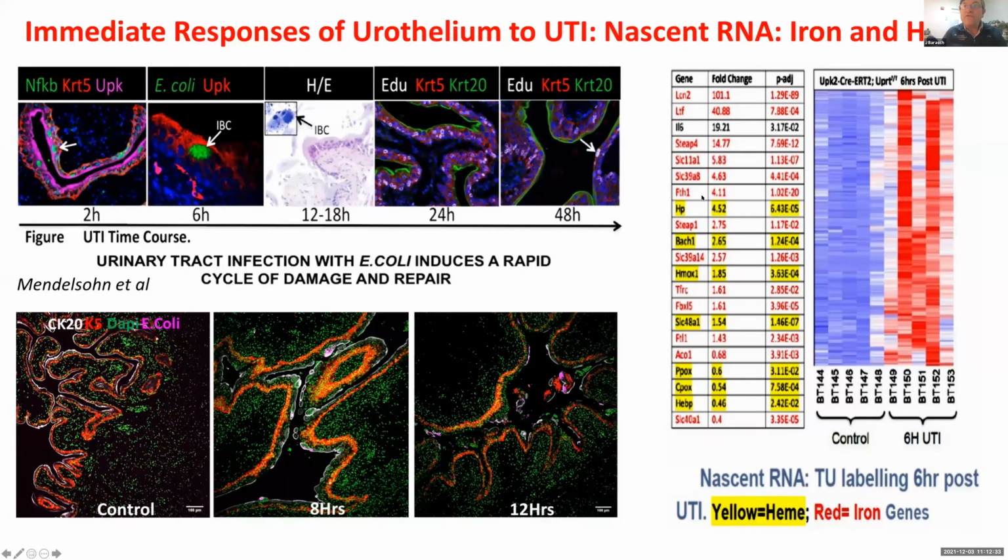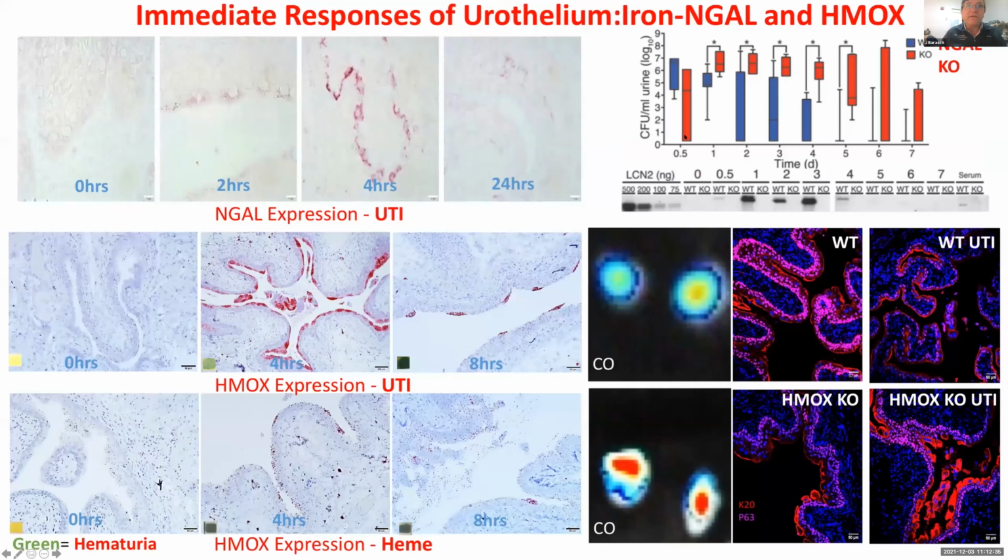So the two genes that we're most interested in, as shown at the top, is the NGAL gene, which is expressed at 4 hours after UTI. If you go over to the right side to the top panel, you can see that the NGAL knockout UTIs are very prolonged, even to 7 days, whereas in the wild type mouse, they're cleared in 4 days. The bottom panels show hemox. That's also highly expressed at 4 hours after a UTI. And you can see in the next panel, adjacent to it on the bottom, carbon monoxide being released from the bladder.